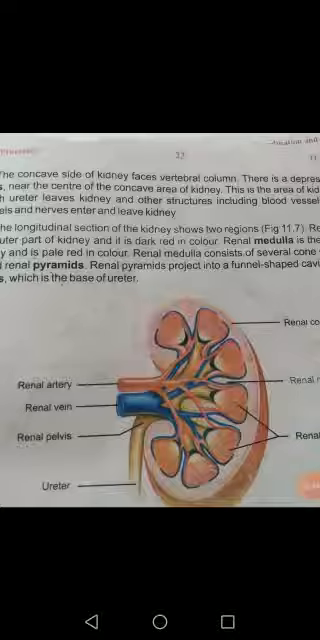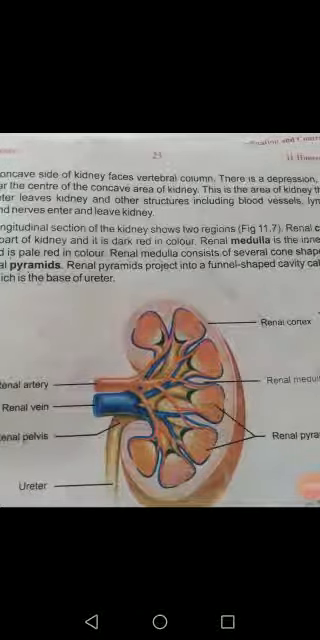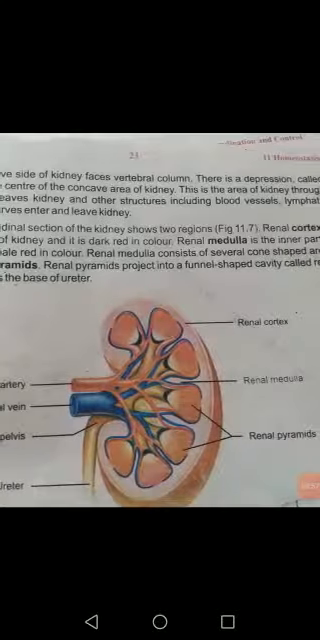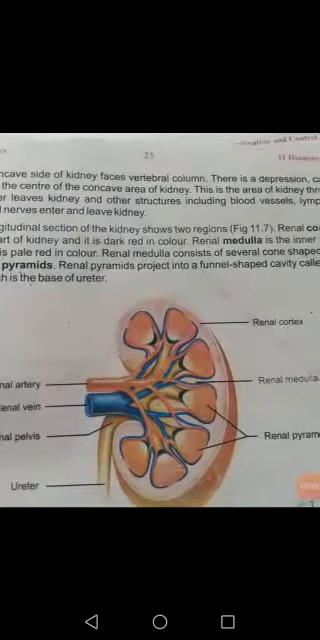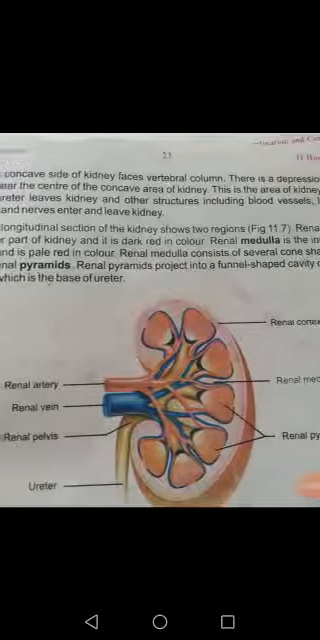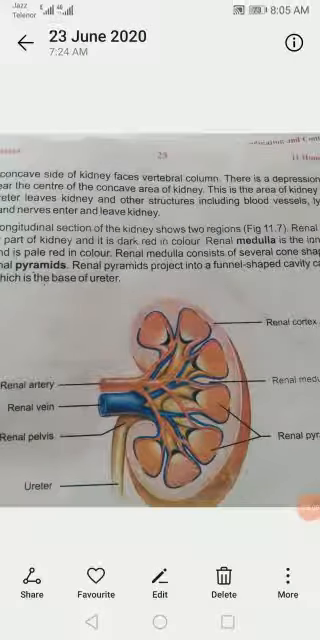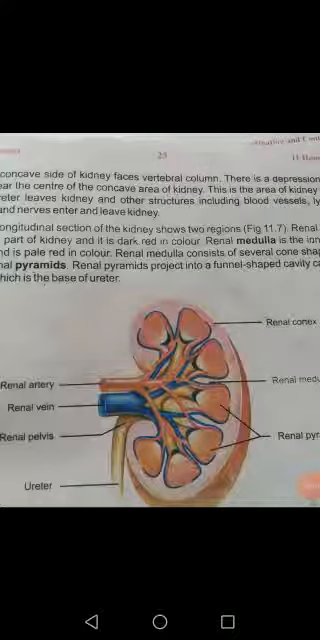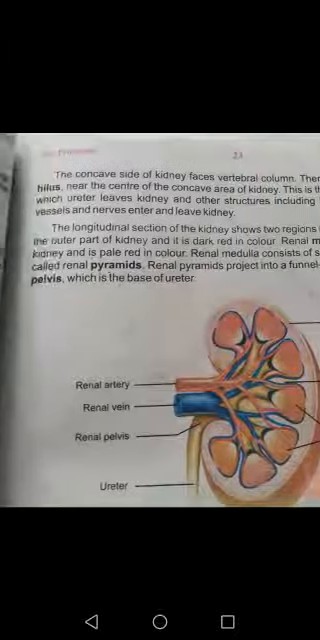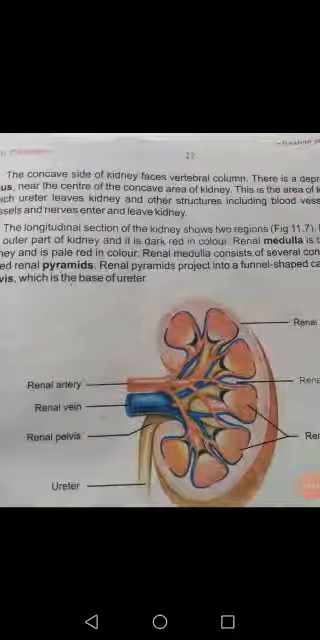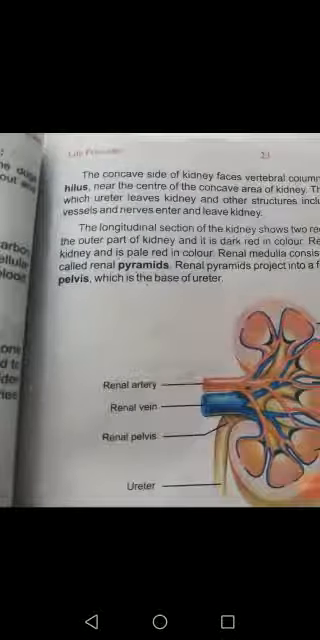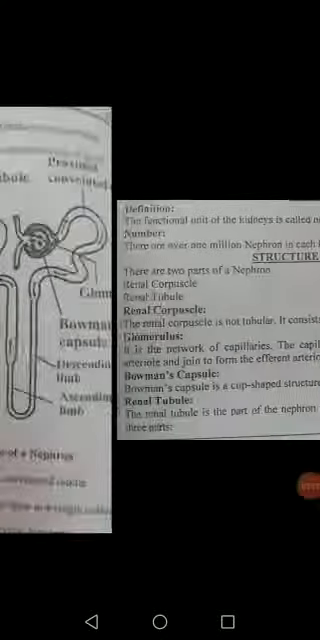So this is the anatomy of the human kidney: it is made up of the renal cortex, which is the outer part, and the renal medulla, which is the inner part. The renal medulla has cone-shaped structures called renal pyramids, and these open into the renal pelvis, which is the base of the ureter. Each human kidney is made up of nephrons. The nephron is the functional unit of the kidney, and about 1 million nephrons are present in each kidney.